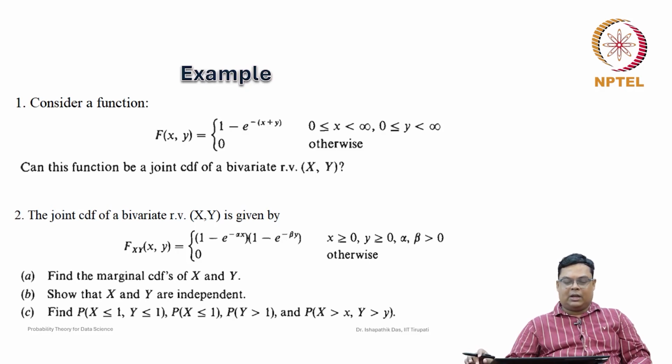Consider the function F(x, y) equal to 1 minus e to the power of minus (x plus y), whenever x is greater than or equal to 0 and less than infinity, y is greater than or equal to 0 and less than infinity, and 0 otherwise. Can this function be a joint CDF, a joint cumulative distribution function, of a bivariate random variable? It is asked whether this function can be a joint cumulative distribution function of a bivariate random variable. Let us discuss this example.